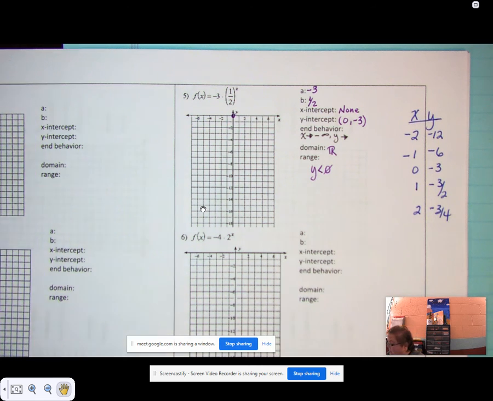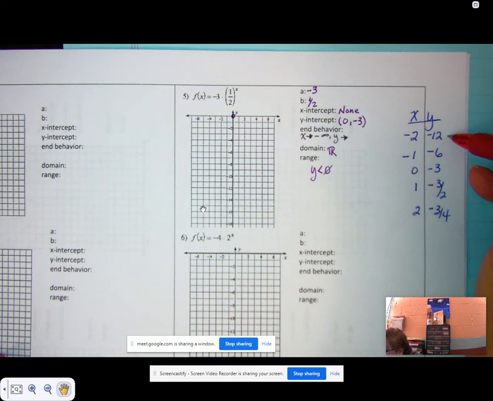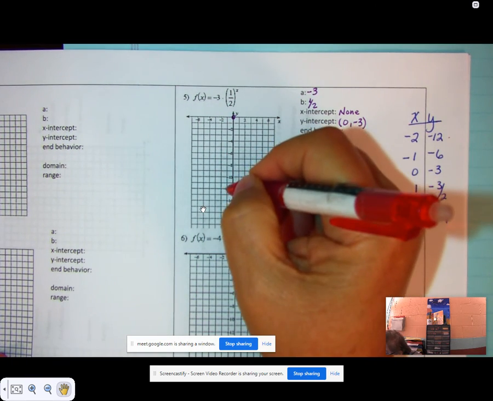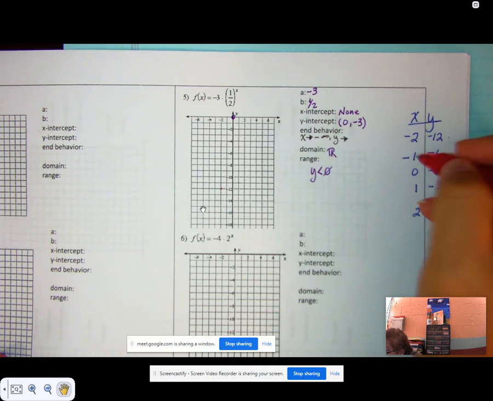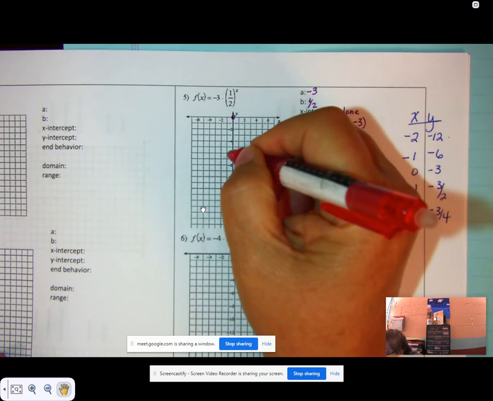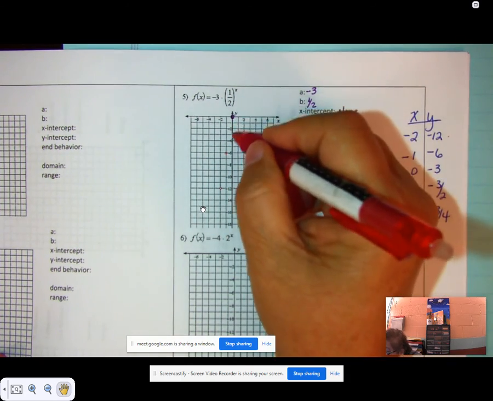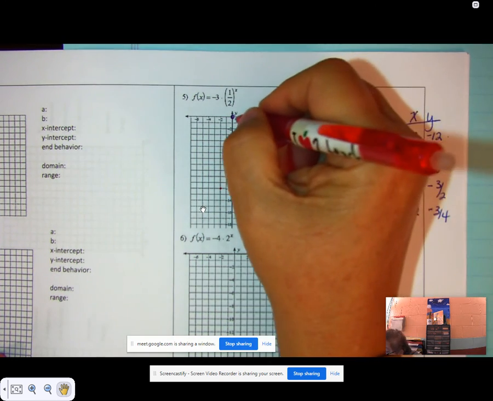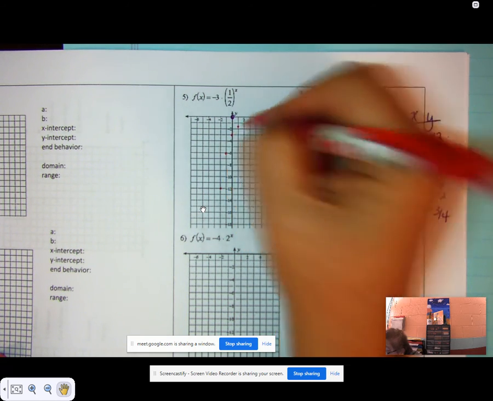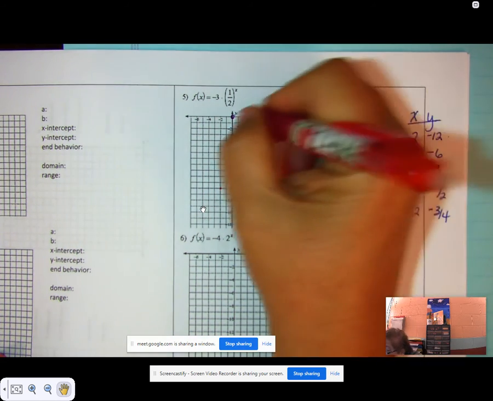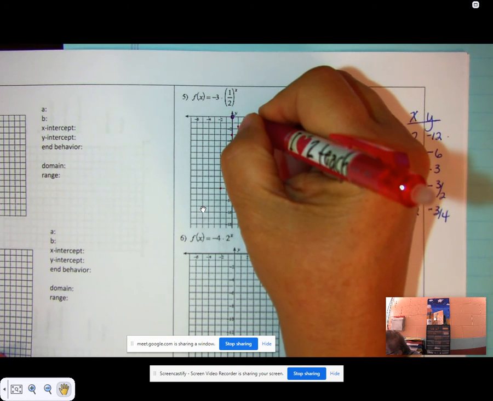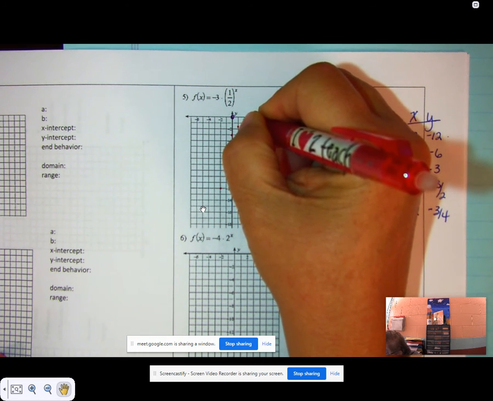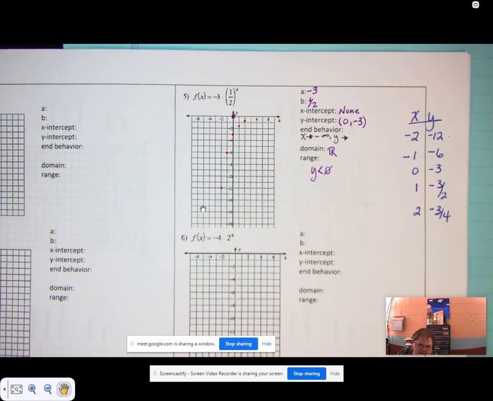And we're going to plot those. So negative 2, negative 12. Here we go. Negative 1, negative 6. 0, negative 3. And then here are my two decimals or fractions. If you don't know, negative 3 halves is actually negative 1 and a half. So that's going to be about right there, negative 1, negative 1 and a half. And then 2, positive 2, negative 3 fourths. About there, not quite 1. Okay, so we see where our curve is happening.